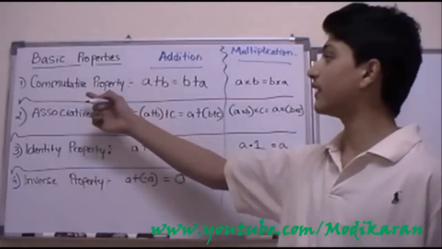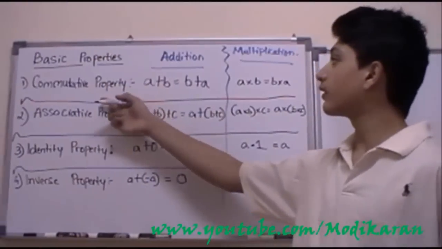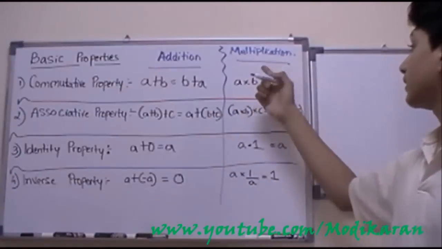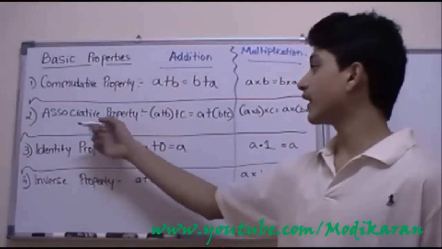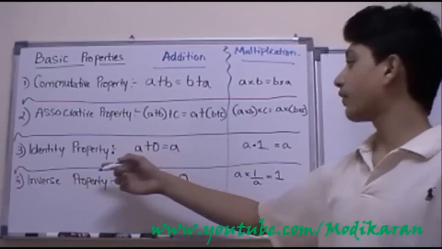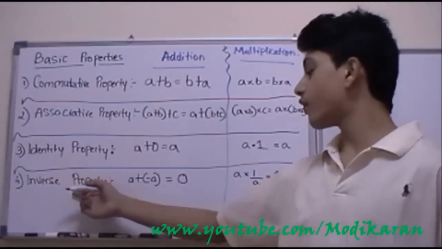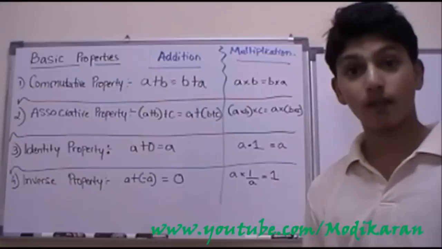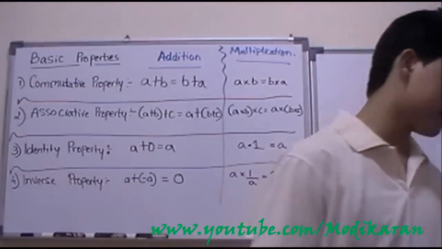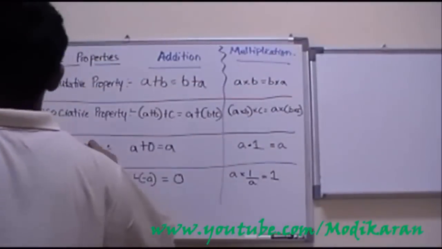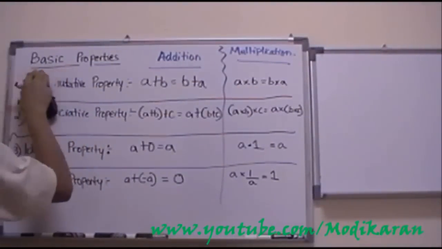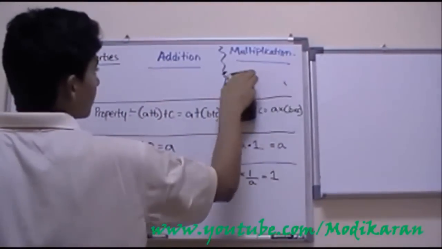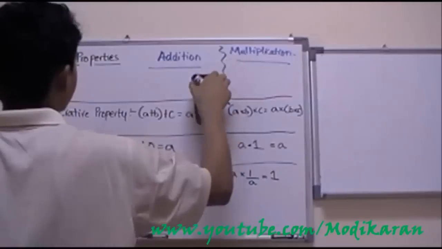So the first property is the commutative property, which says this. In multiplication it means this. Second is the associative property. Third is the identity property. Fourth is the inverse property. So let's go ahead and erase the board and talk about the distributive property. I hope you have written these things down. Now I'm only going to erase the first one, and I hope that makes it clear.